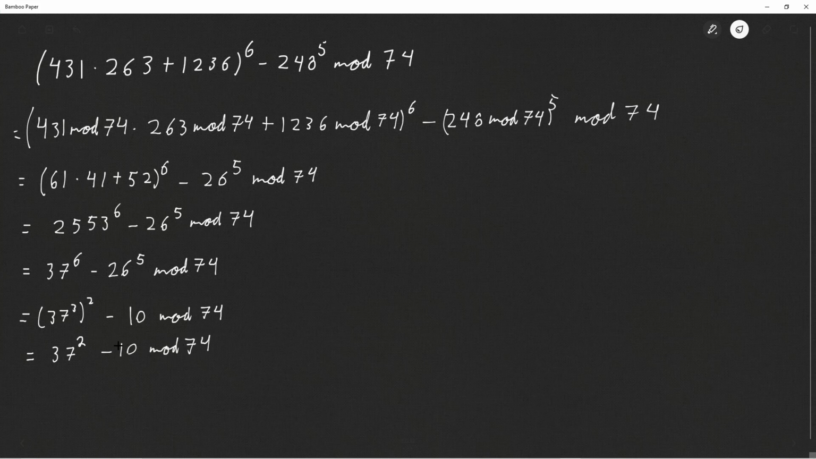And since this is small enough to put in a calculator, this will give us 37 minus 10 modulo 74, which will be equal to 27 modulo 74.